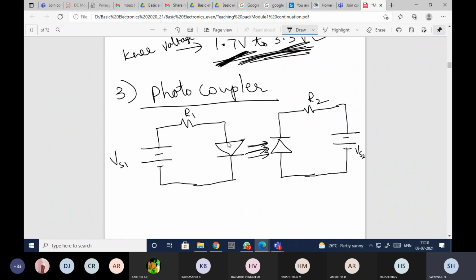Okay, and see, as I've already mentioned, the photodiode will work when it is reverse biased.